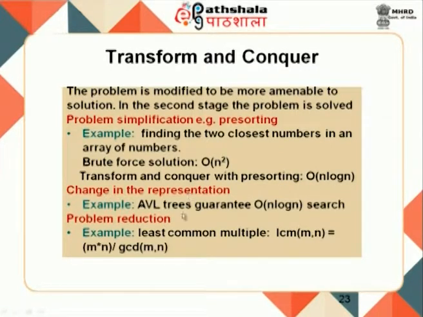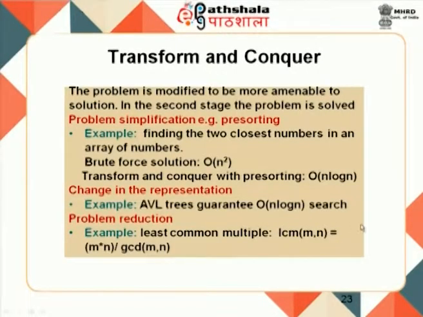Change in the representation: if you represent the numbers in a particular representation, such as the data structure AVL trees, you can guarantee an order of n log n, but of course, to bring it into the representation you need some time. Then problem reduction, which makes sense if you have large numbers. Problem reduction, least common multiple: LCM of m comma n is equal to m into n divided by GCD of m comma n. So here you are doing a problem reduction using GCD instead of LCM.